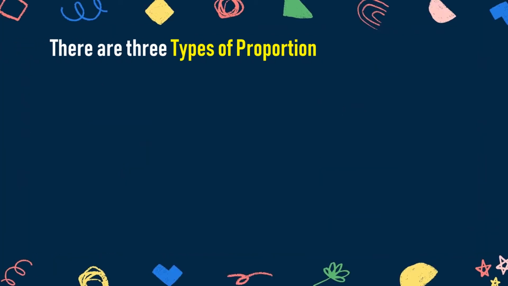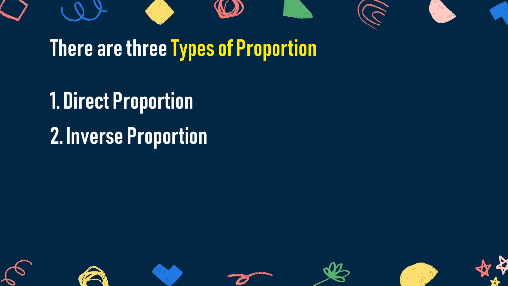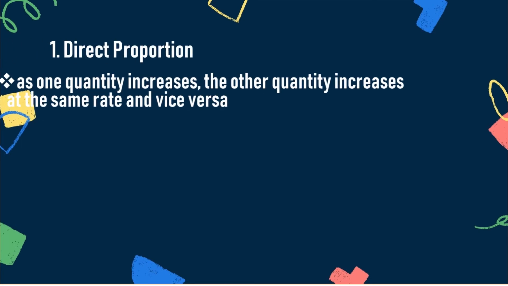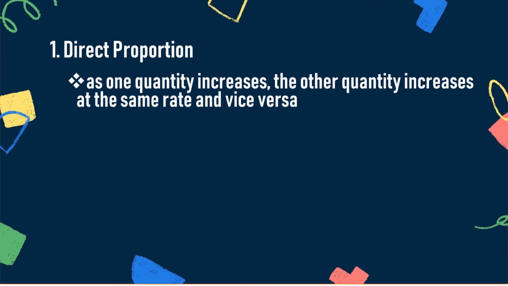Now, to continue, there are three types of proportion. These are direct proportion, inverse proportion, and partitive proportion. In a direct proportion, as one quantity increases, the other quantity increases at the same rate and vice versa. Likewise, as one quantity decreases, the other quantity also decreases.